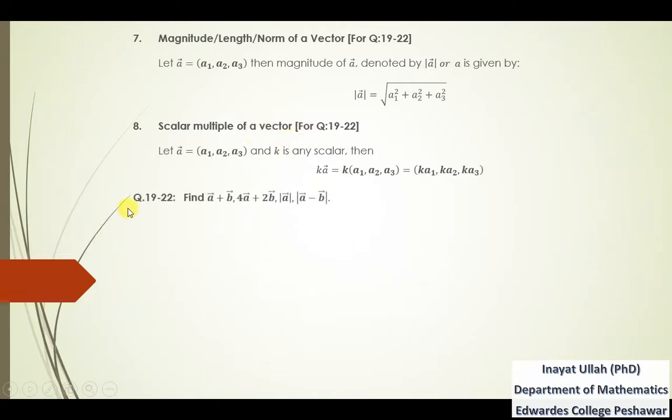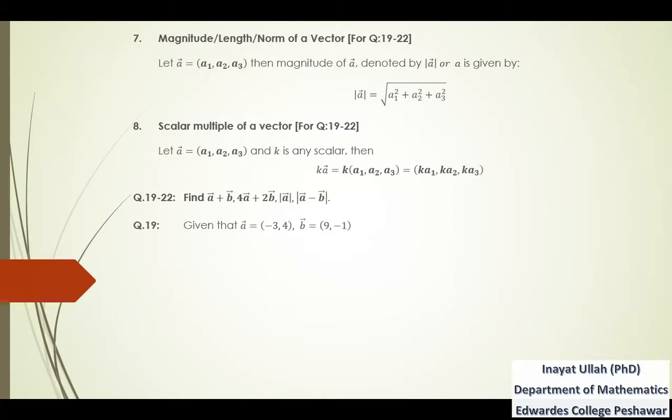Now let's come to those questions, question number 19 through 22. We need to find A plus B, we need to find 4A plus 2B, we need to find the magnitude of A, and we need to find the magnitude of A minus B. The sum of two vectors and the scalar multiple have been studied. So let's start from question number 19.